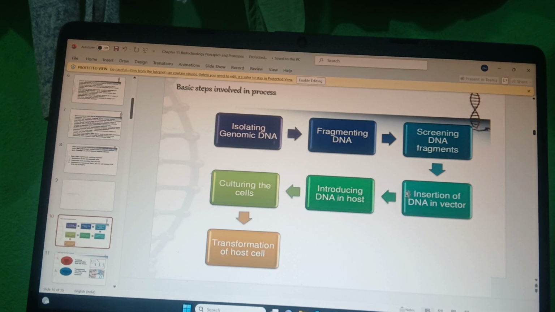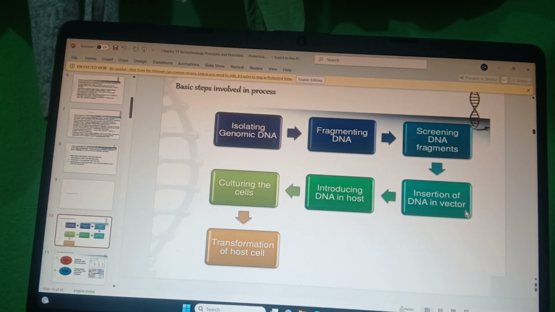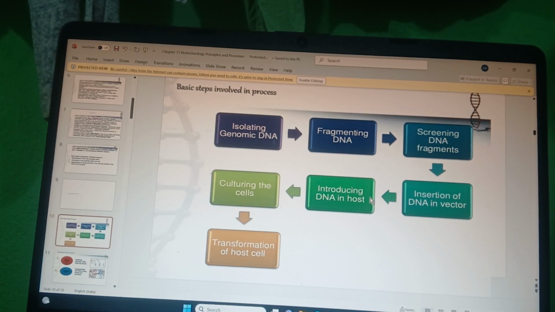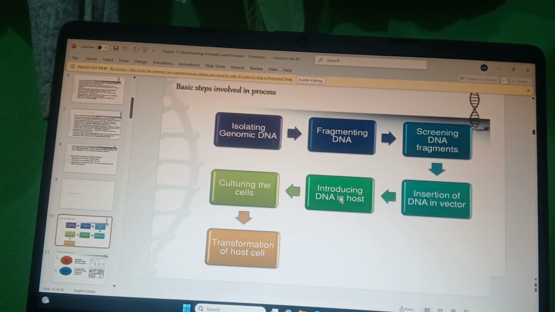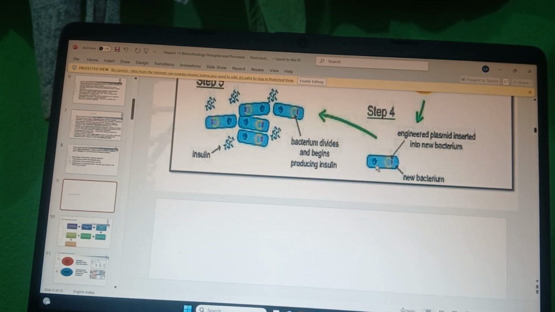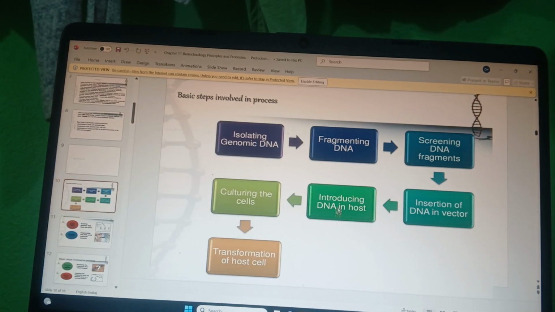Okay, then insertion of DNA in the vector, then introducing DNA in the host. We have to introduce the DNA in the host. You look in this picture, this is the host. Then we introduce this inside the host.